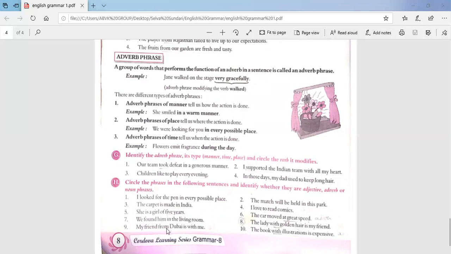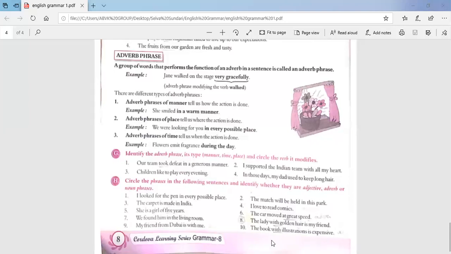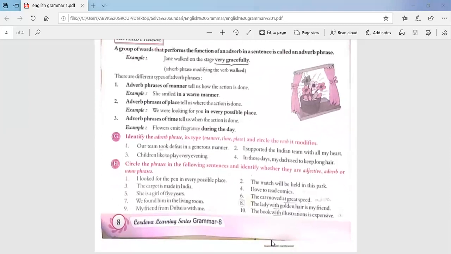My friend from Dubai is with me. Which friend? From Dubai. So that is an adjective phrase. The book with the illustrations is expensive. So that is with illustrations, an adjective phrase.